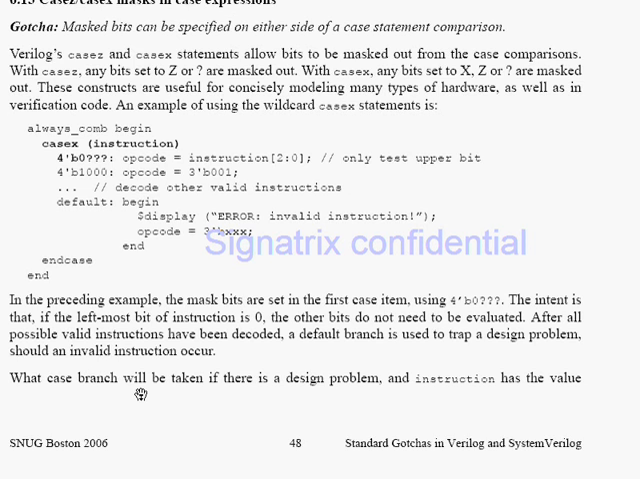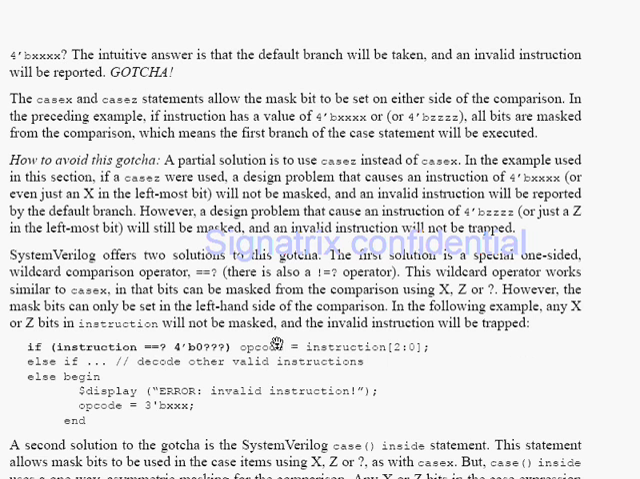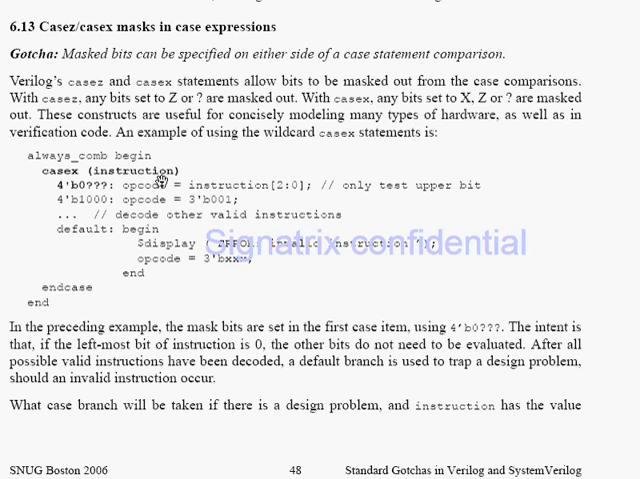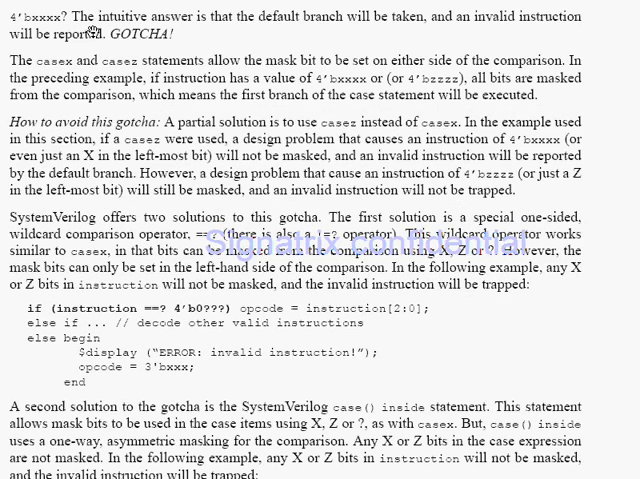So what branch will be taken if there is a design problem and the instruction is 4'bxxxx? The intuitive answer is that the default branch will be taken and an invalid instruction will be operated. If you get instruction equal to 4'bxxxx, in that case the default statement would execute because it will not match any of the possible combinations mentioned above. Okay, so this is a problem.